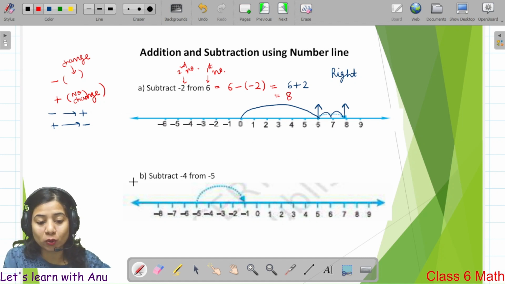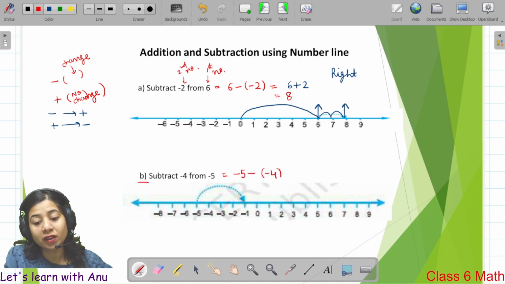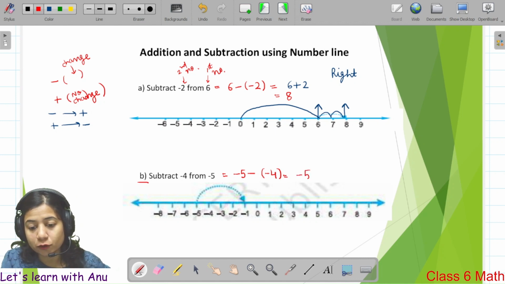Let's solve one more question. B part, subtract -4 from -5. Let's write it again in numeric form. So it's -5, then minus of -4. Again, let's remove the brackets because outside the bracket there's a negative sign. So we are going to revert it. So -4 will become +4.